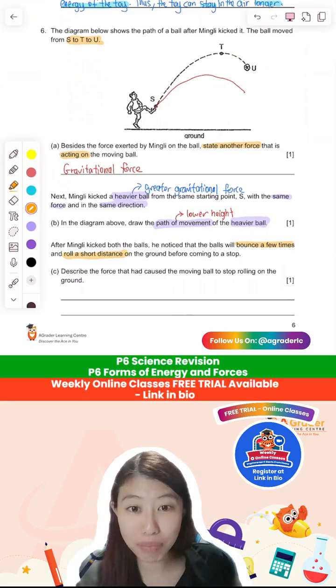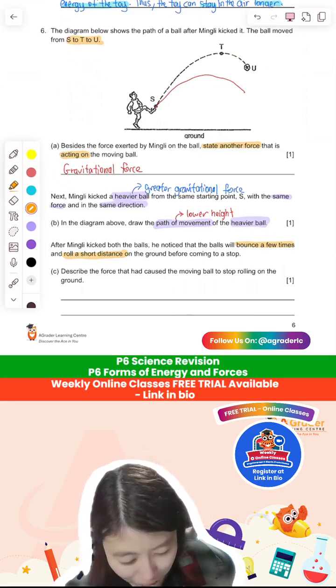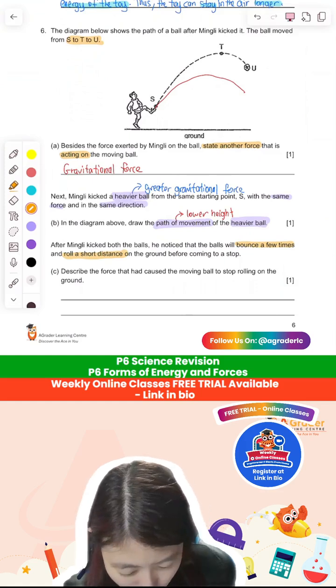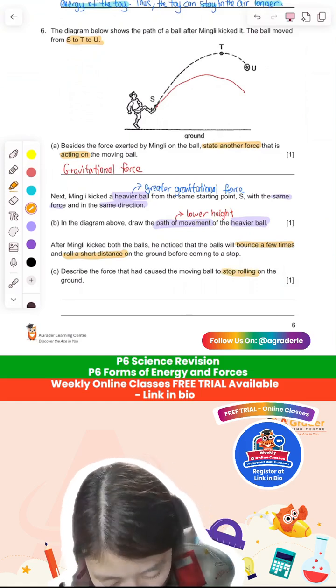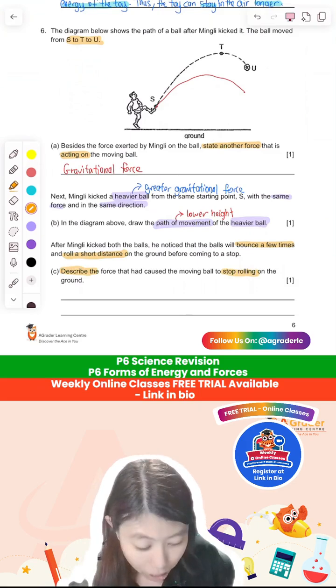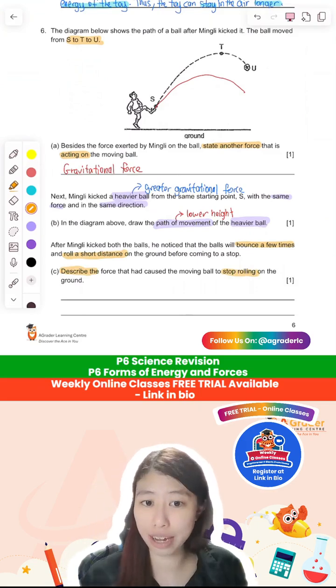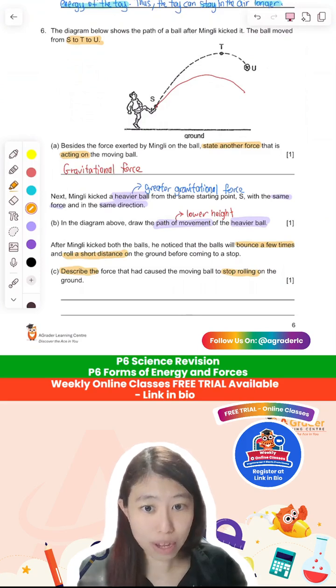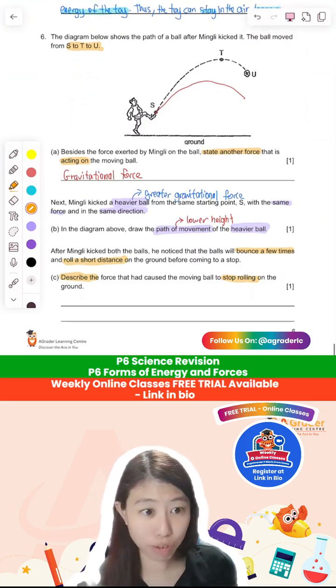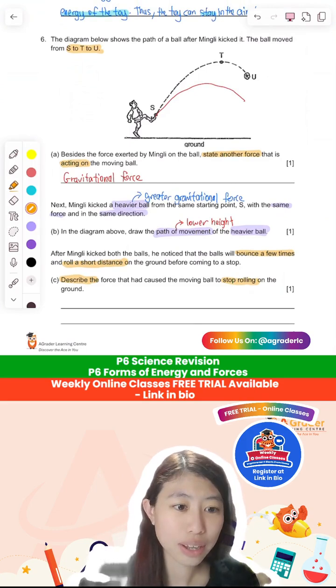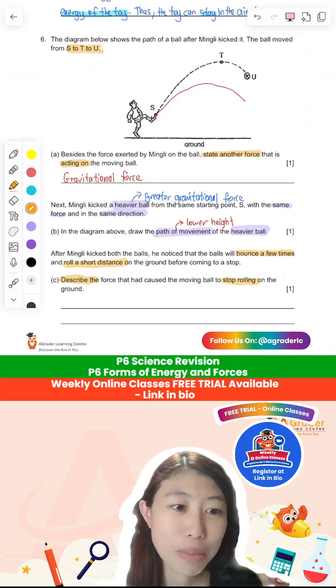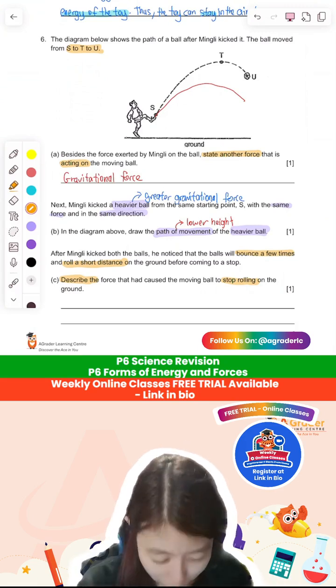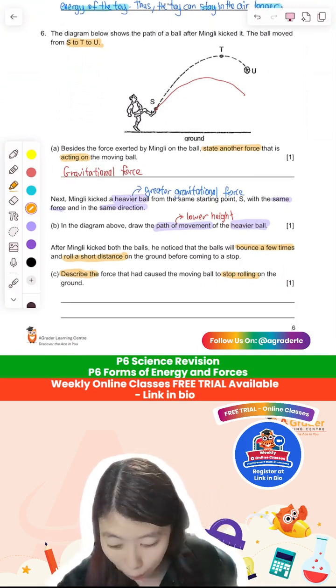All right, so describe the force that has caused the moving ball to stop rolling on the ground. Describe, everybody. They did not ask you to just state. They call you to describe. So please be very, very careful. Focus, everybody.